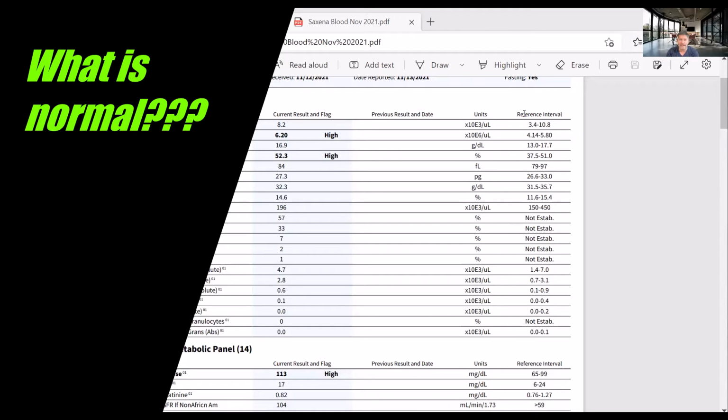On the right-hand side, you'll see reference interval. And it's big, you'll see the low amount and you'll see the high amount. And what most people are told, or what most people think, is that these are normal values. These are not normal values.